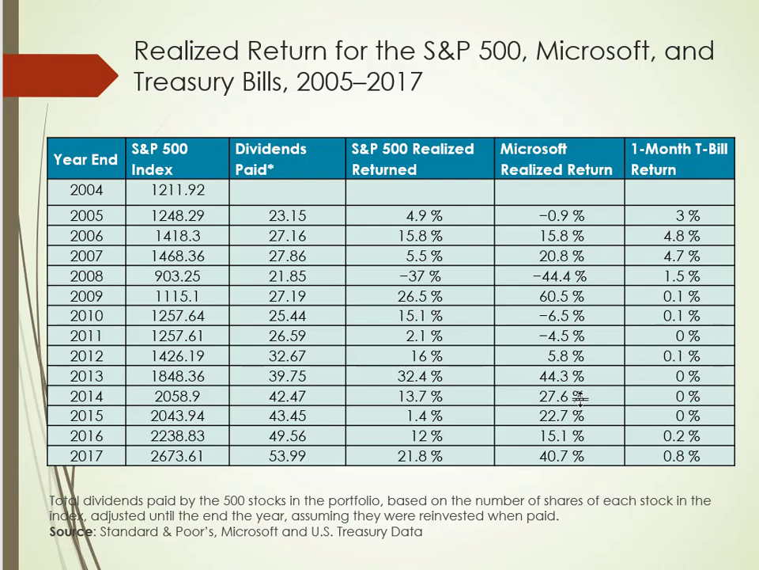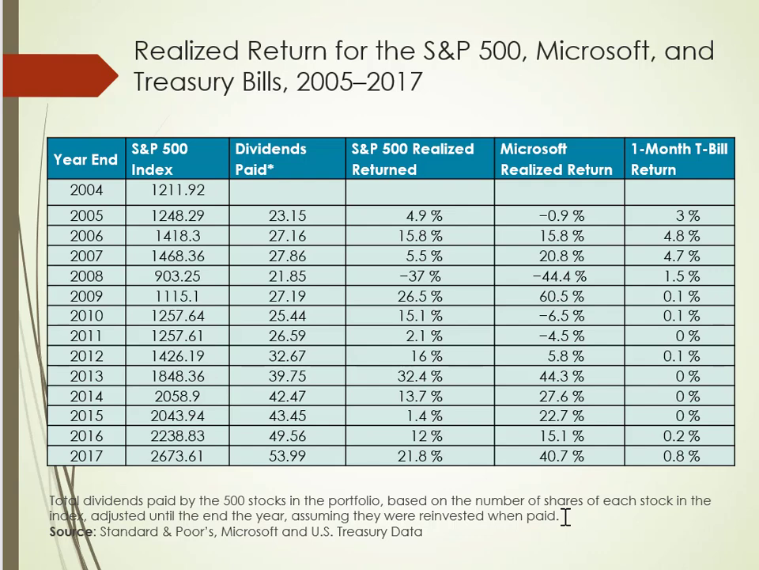So you can see how the returns change over time. Not much change for the T-bills because the numbers are so small, but there are some rather big swings when you look at the S&P 500 and Microsoft. So how can we look at these numbers, look at these statistics?